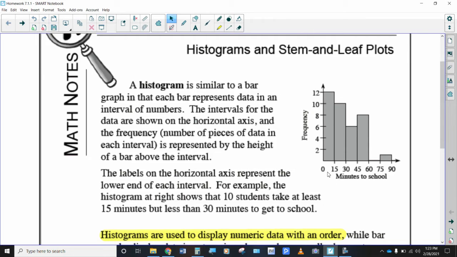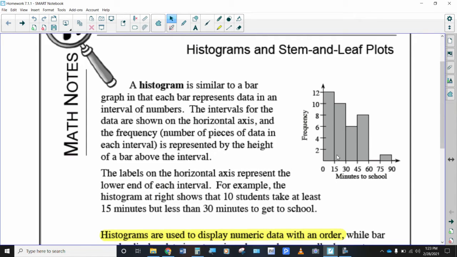So in this particular one, it looks like the time it takes for students to get to school. And so you've got these things called bin widths, and it looks like we're counting by 15-minute intervals. When we're working with histograms, you always want to make sure that the numerical interval is the same for every single one of these bins. Okay, so it looks like 12 students take between 0 and 15 minutes to get to school, 10 students between 15 and 30, and so on and so forth.